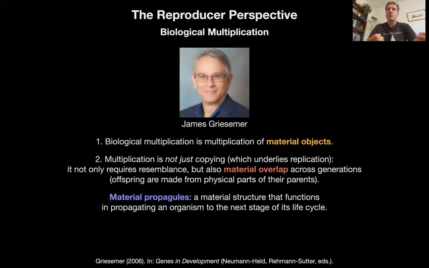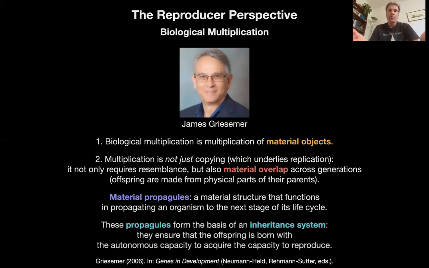So you need some sort of material propagule, which is a material structure that functions in propagating an organism to the next stage of its life cycle, which also can be, of course, reproduction across generations, but not only. So these propagules form the basis of an inheritance system. They ensure that the offspring is born with the autonomous capacity to acquire the capacity to reproduce.